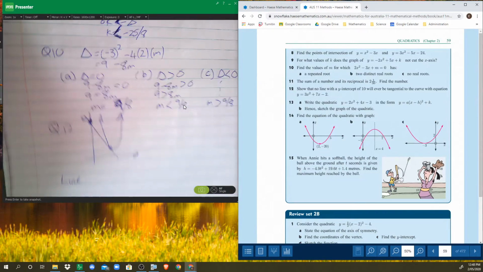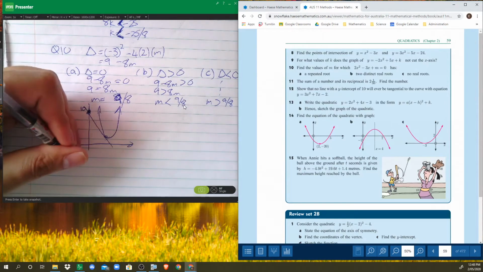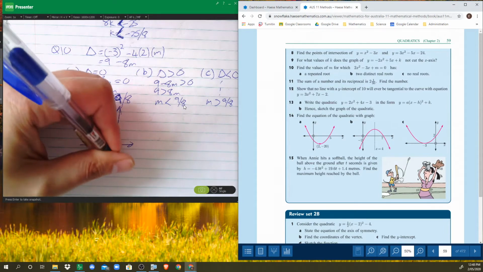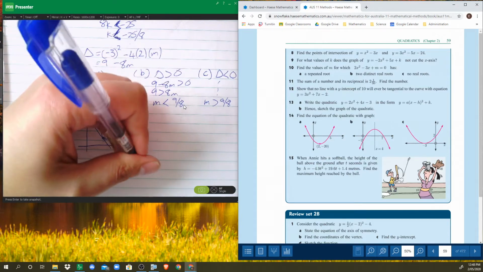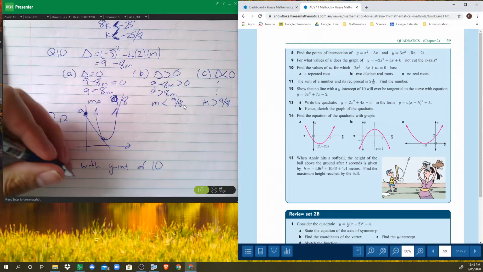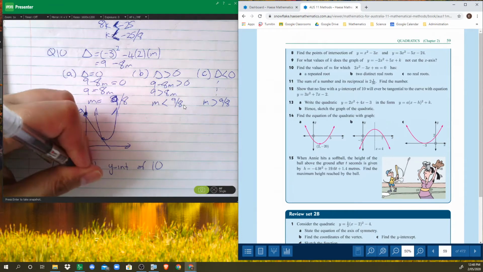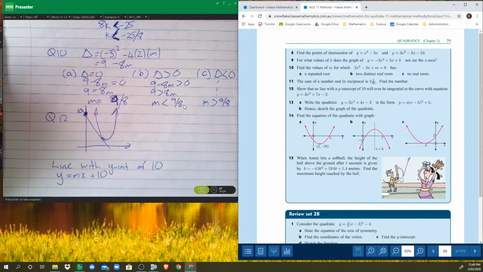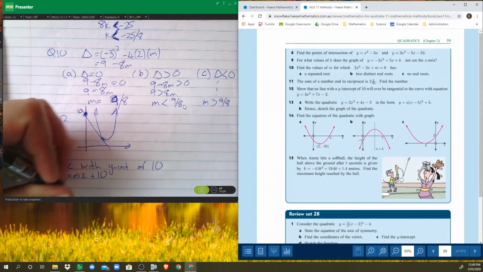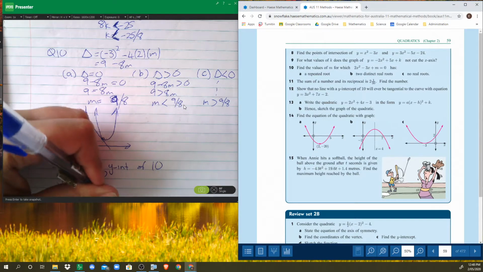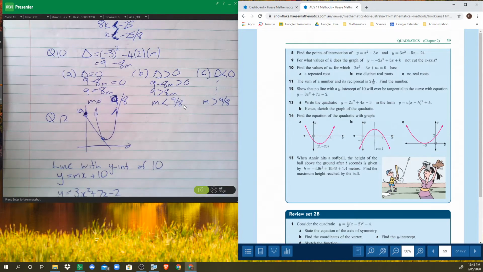Okay, so let's consider it another way. A line with y-intercept of 10. Okay, let's just come up with that as a statement. We can write a line as y equals mx plus c. So we'll say mx, and the c is the y-intercept. So we just make that 10. All right, so now our quadratic is y equals, okay, so we got that.